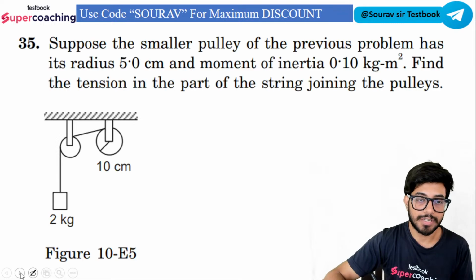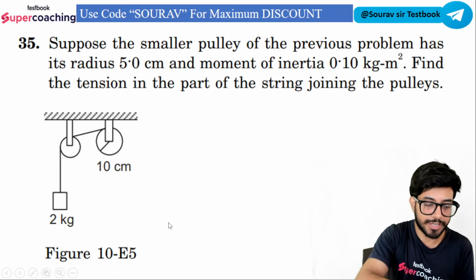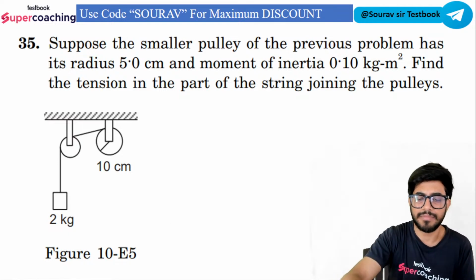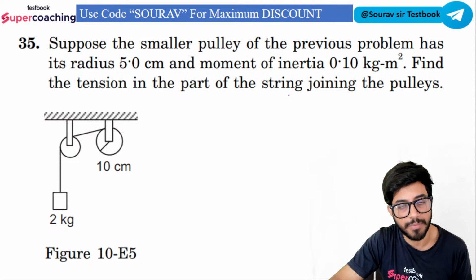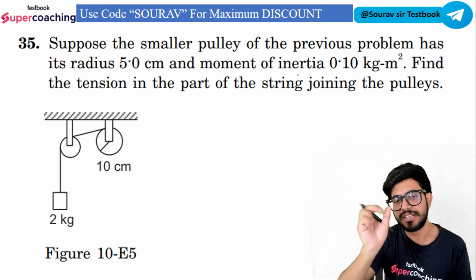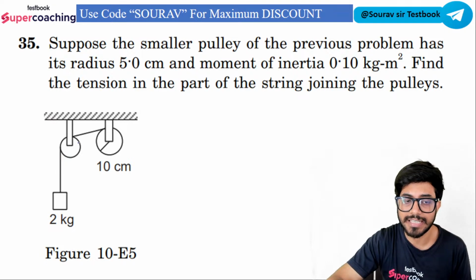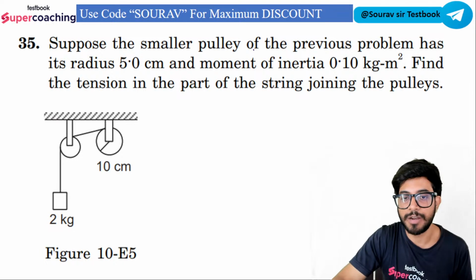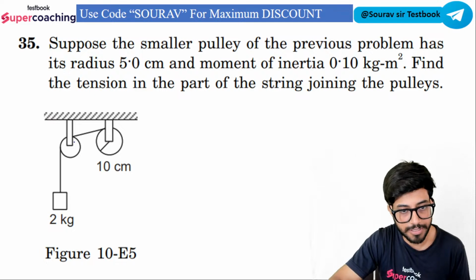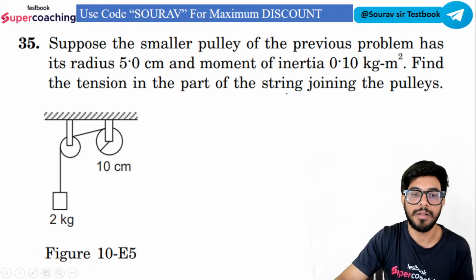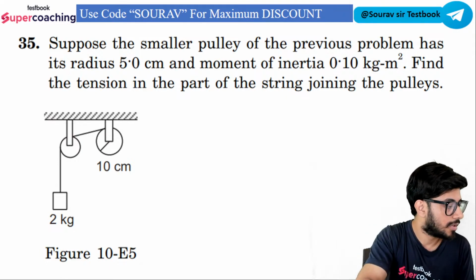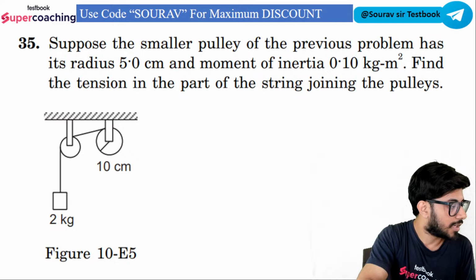Can we do our next question? What does the question say? Now the question is exactly the same as the previous problem, but here they have made a very little change. In the initial case, this pulley was massless. Now they have given a mass to this pulley. Now suppose the smaller pulley of the previous problem has a radius this and moment of inertia this. Find the tension in the part of the string joining the pulleys.